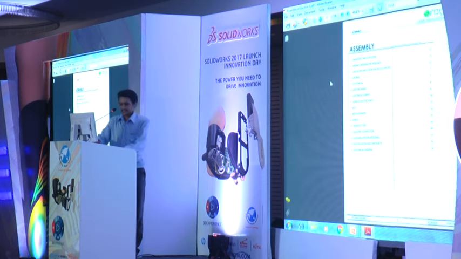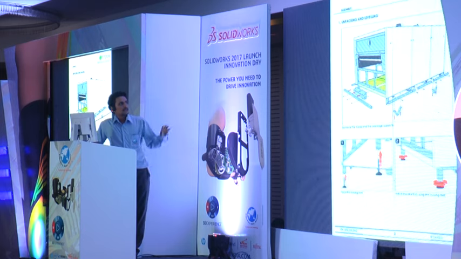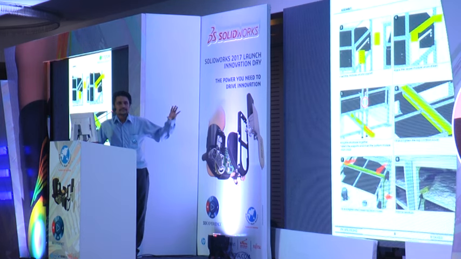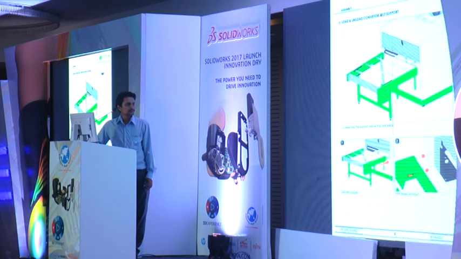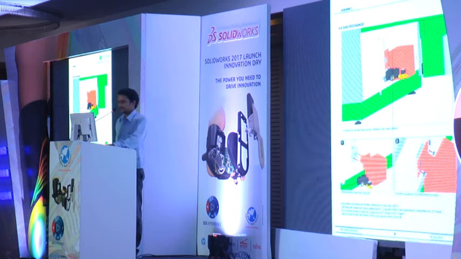Here we have an assembly instruction: how to unpack and level this conveyor system. There is a step-by-step procedure for how to unpack and how to disassemble this entire assembly. All these images are taken using SolidWorks Composer. Once there is a change in your model, this PDF will also get updated automatically.